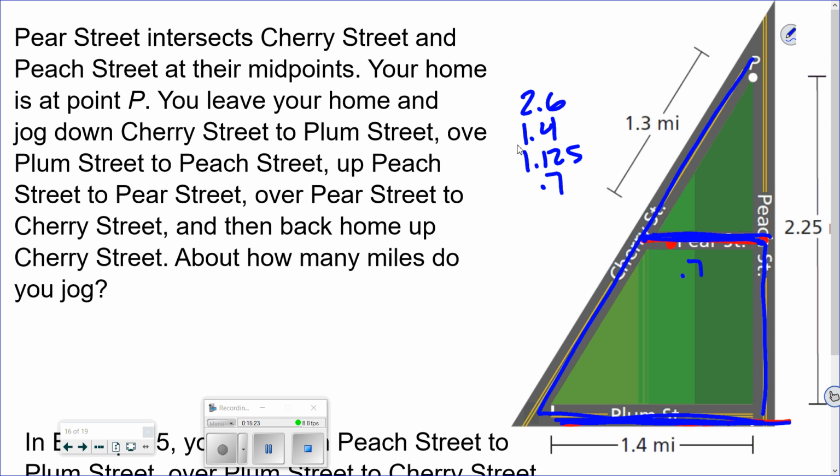And then back home up Cherry Street. So now I'm headed back up here. That's another 1.3. If I add all that up, that ought to give me the total miles you jog. So really all they're doing there is, knowing these are the midpoints right there and right there, we can figure out the distance of those whole sides or those halves. And then we can figure out the distance of Pear Street because it's a mid-segment, which is half of the third side going that direction.